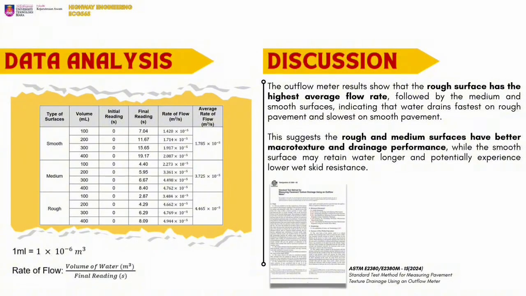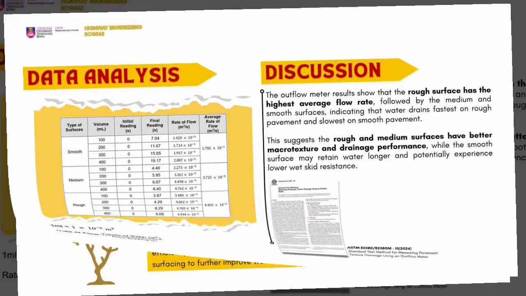For the data analysis, we have tabulated the data to get the average rate of flow for three types of surface, which are smooth, medium and rough. The formula to calculate rate of flow is volume of water divided by final reading. Based on the result, the rough surface has the highest average flow rate, and it suggests that the rough and medium surfaces have better micro texture and drainage performance.